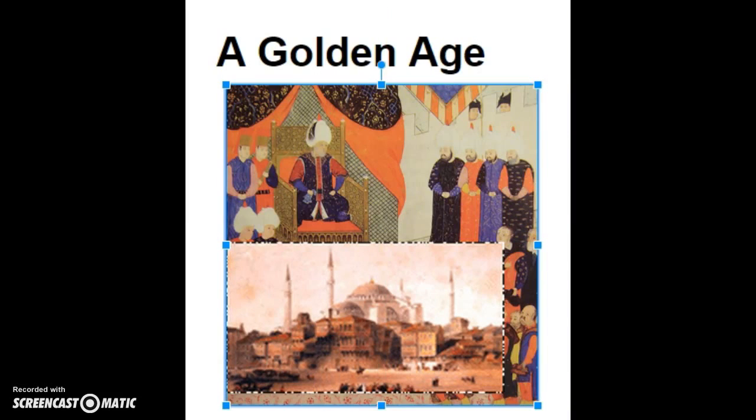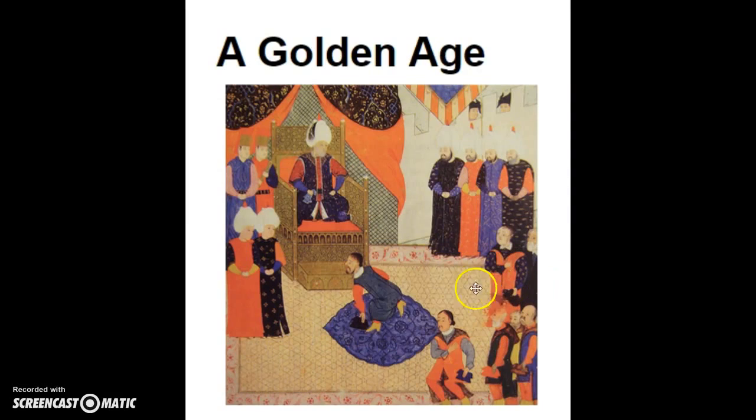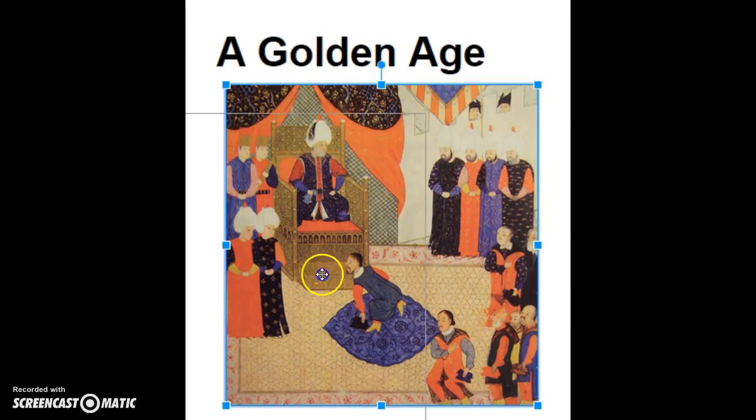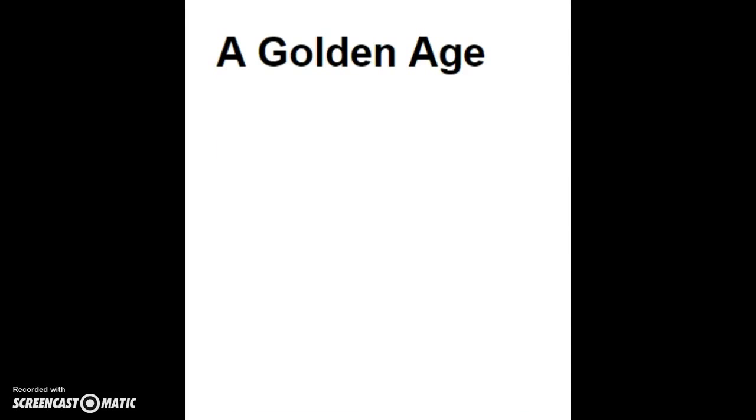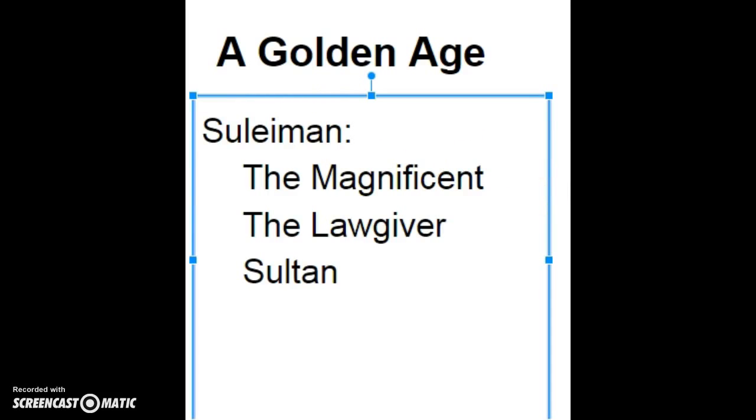This is a picture here of Suleiman, people going ahead and paying respect to him. Suleiman is known as the Magnificent, the Lawgiver. He is a sultan, or the ruler of the Ottoman Empire.